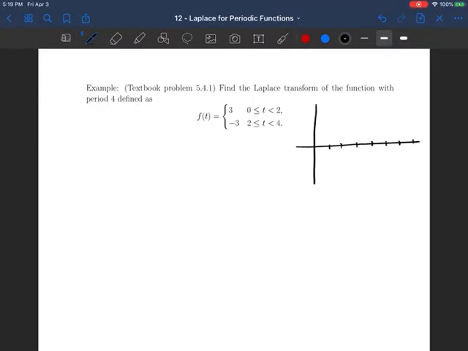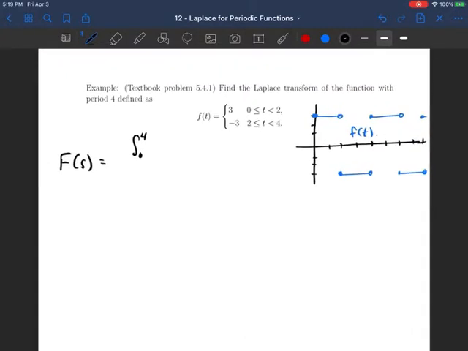So the graph of this function would look like this. If I can graph nicely, let's try that again. It would be equal to 3, and then jump down to negative 3, and then jump back up to 3, and then to negative 3, and so on. And so this is f of t. All right, so can we find the Laplace transform of this guy? And of course, we can. That's the whole fun of it.